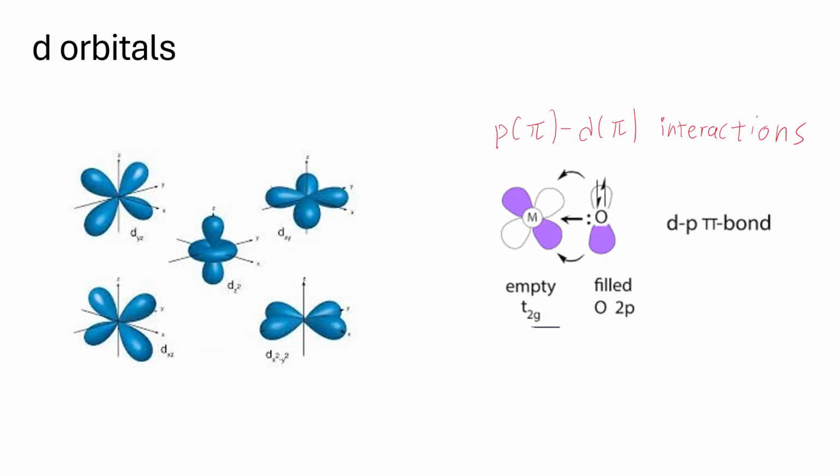D orbitals start in the third shell, and there are five of them. They look like four-leaf clovers, except for the one in the middle, which looks like a donut in the middle of a dumbbell. This configuration is the most interesting. Take note of it. These orbitals let atoms form complex bonds, such as p-pi d-pi interactions.